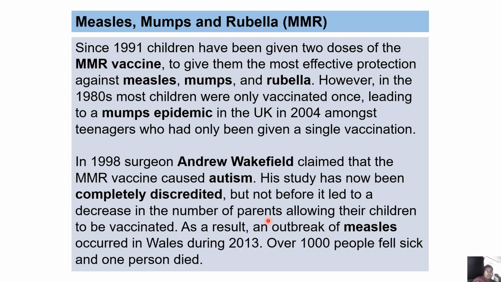Now, since 1991, children have been given 2 doses of the MMR vaccine to give them the most effective protection against measles, mumps, and rubella.